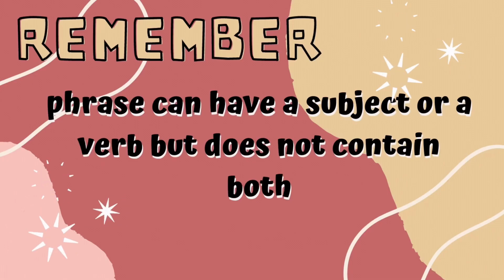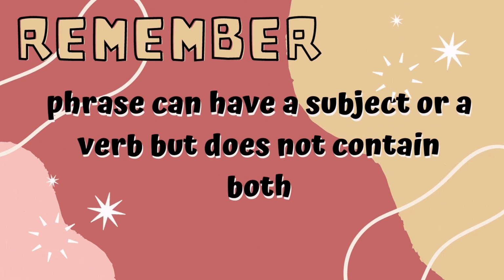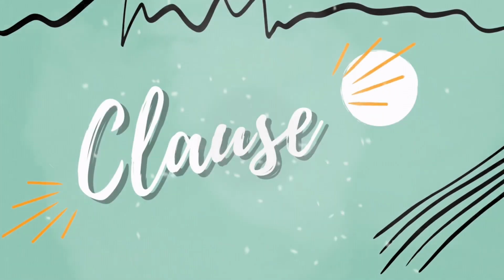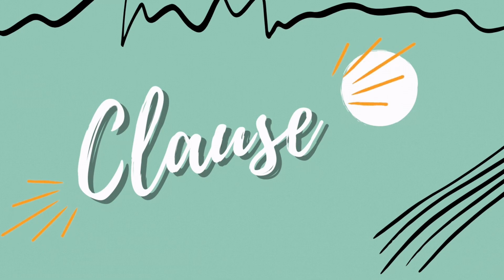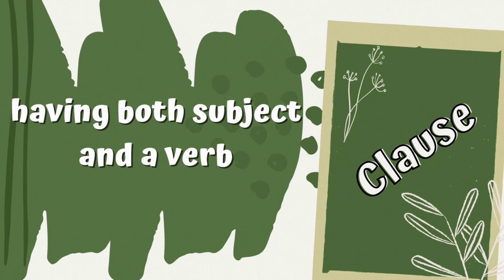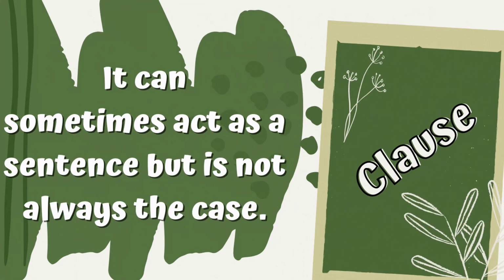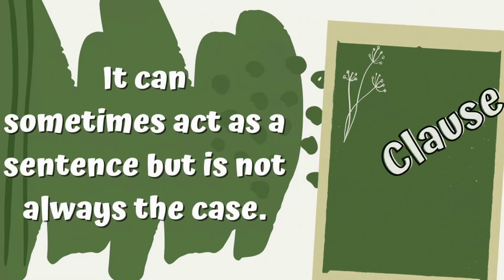Remember that a phrase can have a subject or a verb but does not contain both. A group of words without subject and verb can also be considered as a phrase. The next one is a clause. A clause is a group of words having both a subject and a verb. It can sometimes act as a sentence, but it is not always the case.